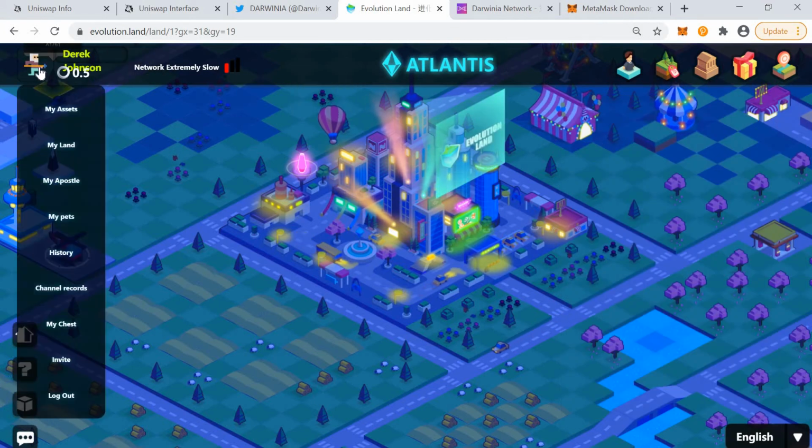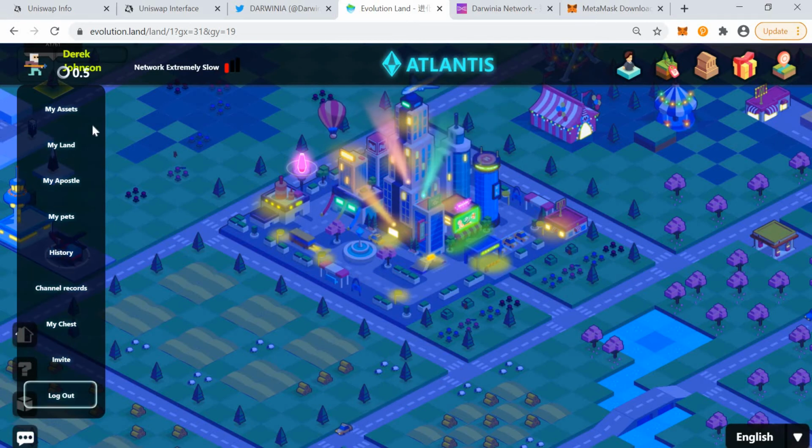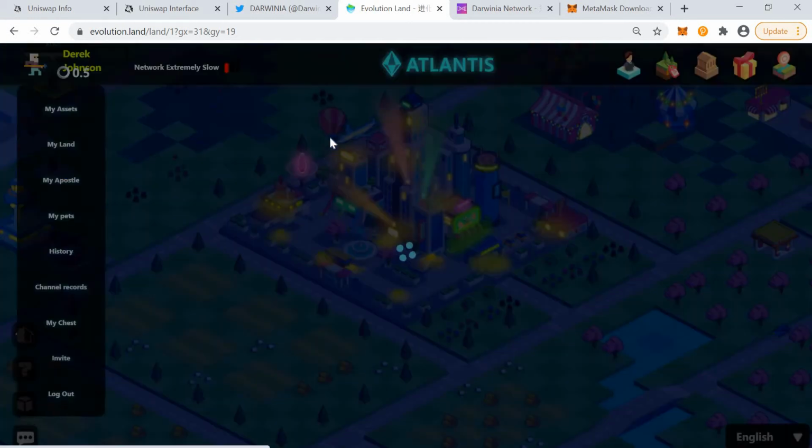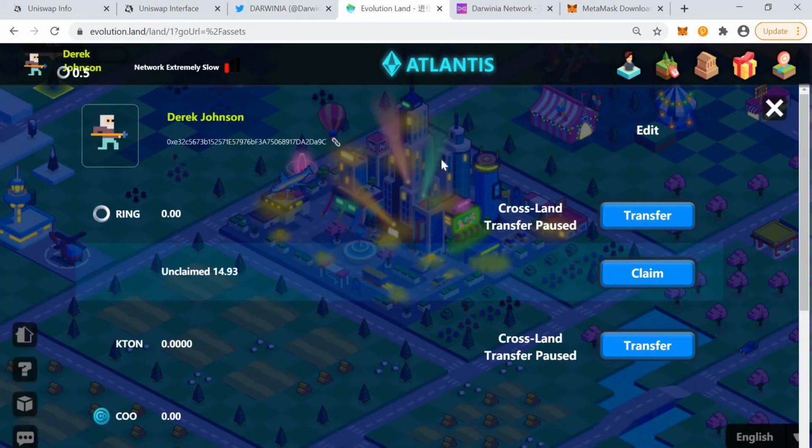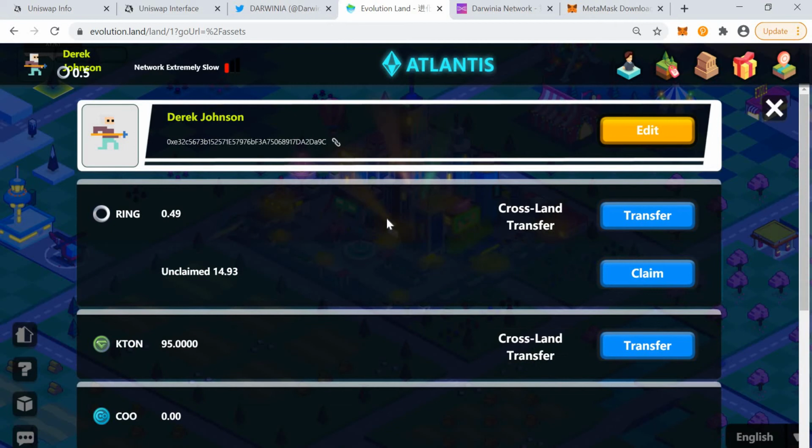If you go over here to the top left, it's going to show you my assets, my land, my apostles, my pets, history, channel records, my chest, invite, logout. I'm just going to go through everything. My assets is just what's going on, your interface here. You can cross transfer RING. You can claim RING that you get from purchasing lands. You receive 10% of your money back on top of what you put in if someone bids higher than you on lands. We'll talk more about land purchases in another segment.